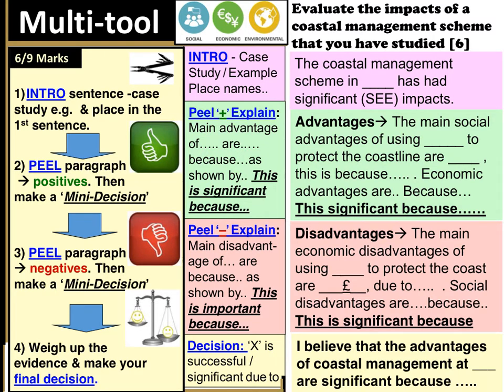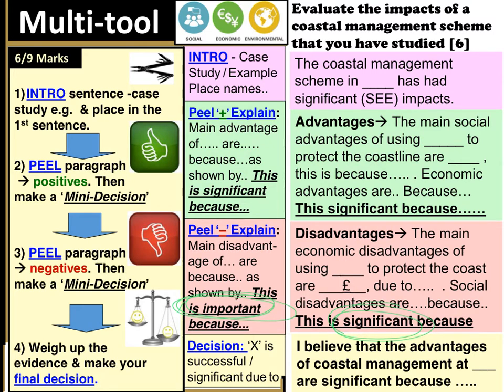The main economic disadvantages are of using a seawall or groins, and it's maybe to do with the cost of them, and this is due to. And there may be other areas along the coastline that have not received coastal management strategies, and this is going to be significant. So maybe the installation of groins means that longshore drift doesn't carry material further down the coast. And your final important decision is, this is important because, this is significant because.